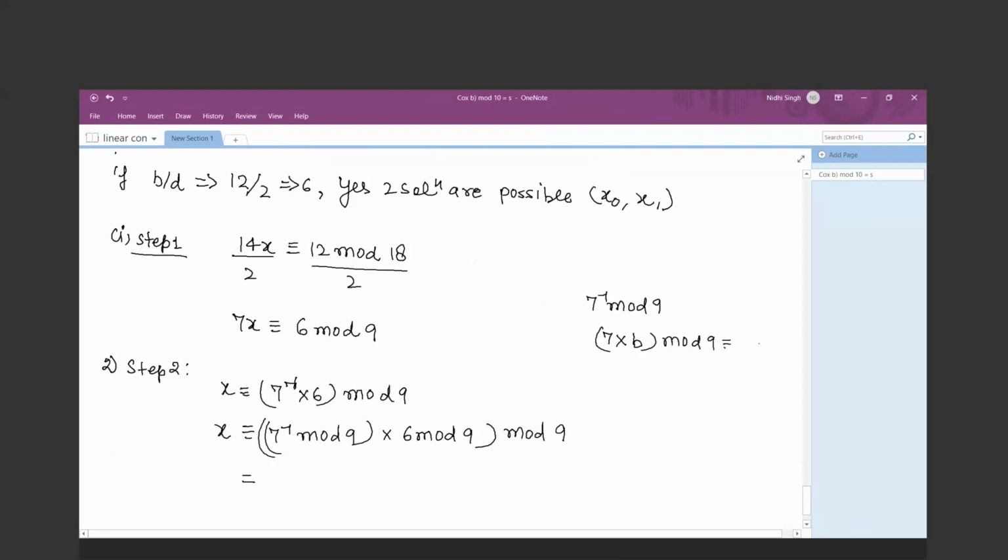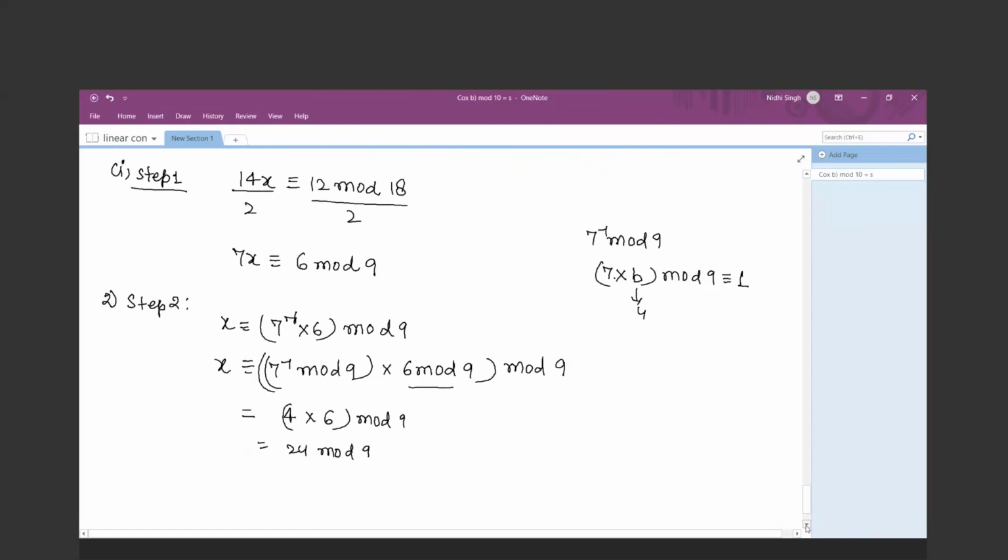Now think what value you have to choose under the set of residues Z9 such that if you multiply it by 7 and after performing the mod 9 the answer will be 1. Okay? So if you multiply by 4, the answer will be 1 in that case. So 4 is the answer. 4 into 6 mod n, n I keep saying, it is 9. 24 mod 9. So the answer will be 6.